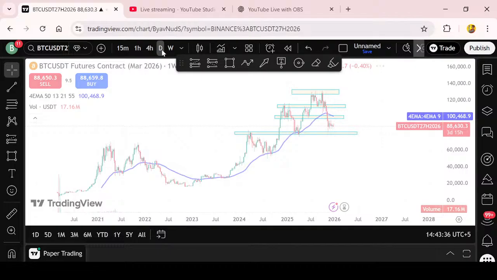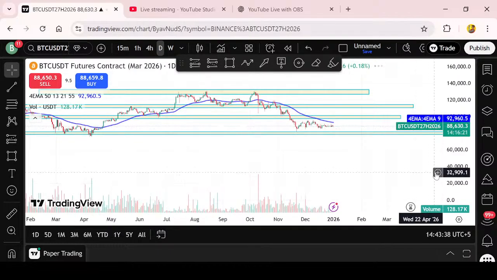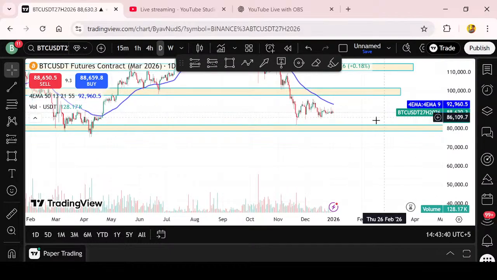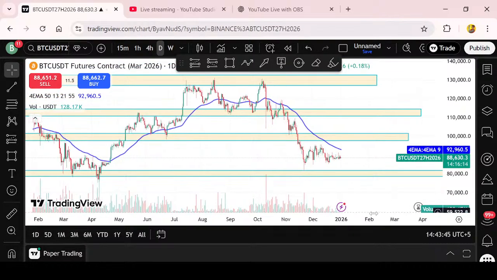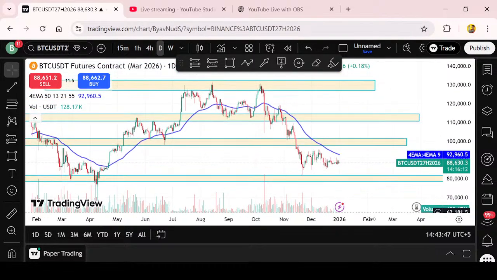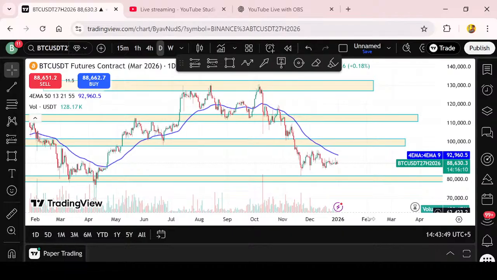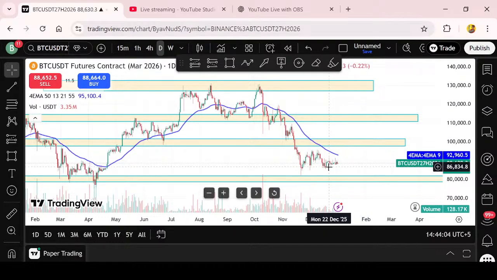We will switch the time frame, and now in this time frame we can clearly see where we stand right now. Actually, we are in the range. We cannot predict whether it will go down or up because we are not right now at a clear support or clear resistance.